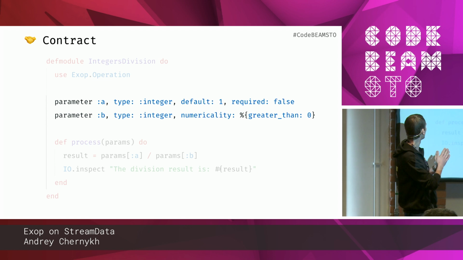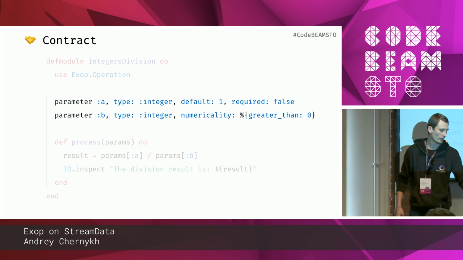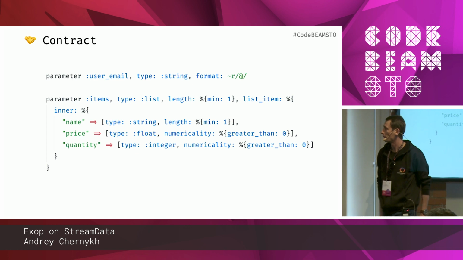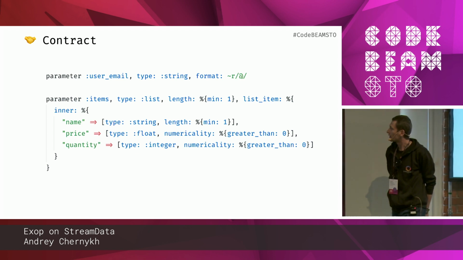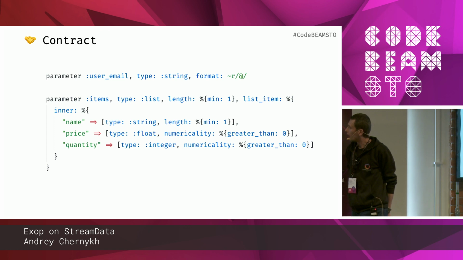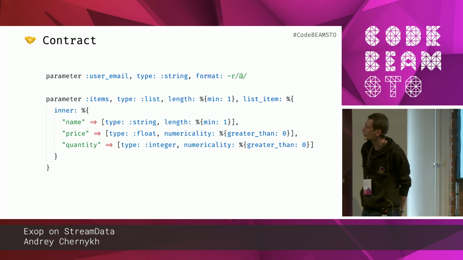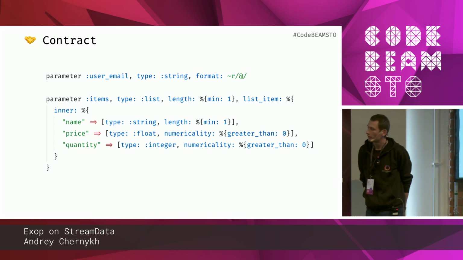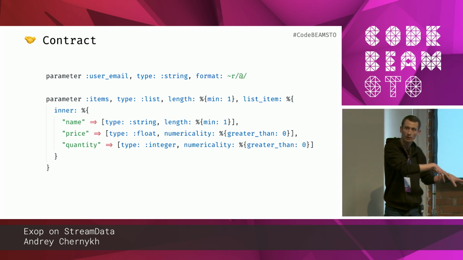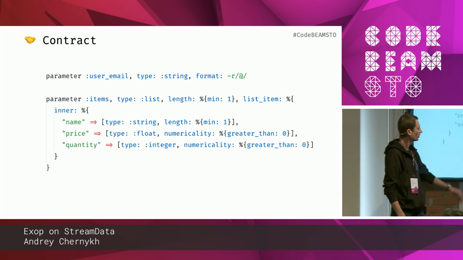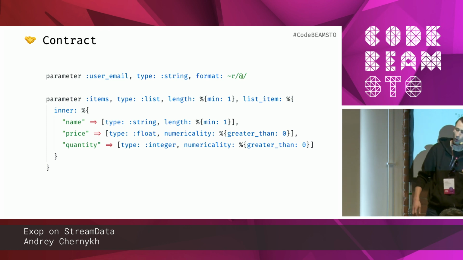This is a very simple example of a contract for the sake of example, but validations may have quite complex checks, like here the parameter items, which is a list with a minimum length of 1, and we specify that each list item should be a map, and this map should have three required keys: name, price, quantity, and each of these keys' values in the map has its dedicated checks. This nesting can be very complex, but I do not encourage you to define very complex nesting.